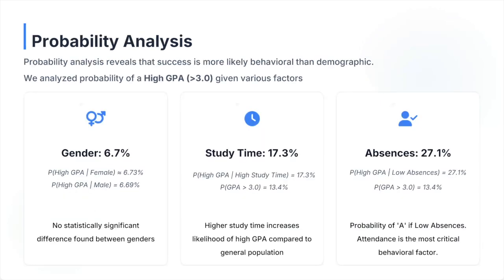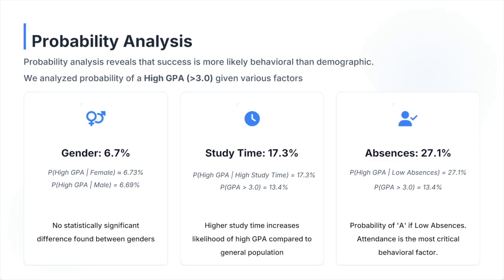We also conducted a probability analysis which revealed that a student's academic performance leans more behavioral than demographic. Using 3.0 as a high GPA on a 4.0 scale, we found that the probability of a student that has a high GPA and is female is 6.73%, and the probability that a student that has a high GPA and is male is 6.69%. 0.04% is not a statistically significant difference to conclude that a student's gender influences their academic performance.